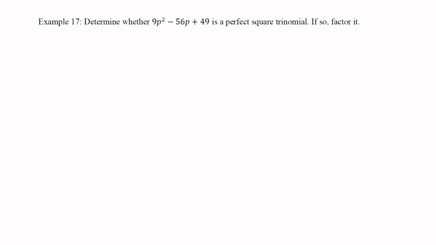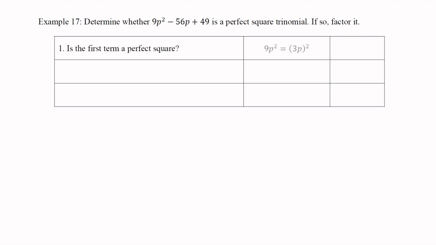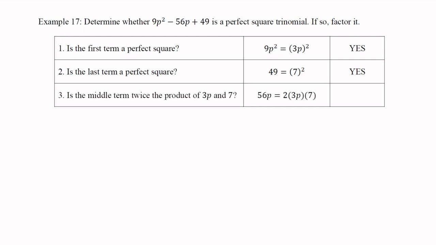Let's try this one. 9p squared minus 56p plus 49. The first term is a perfect square. The last term is a perfect square as well. So if we take 7 times 3p times 2, do we get 56p? And the answer to that is no. So since that third requirement does not work out, we do not have a perfect square trinomial, and we may have to look for another method to try to factor this, if it is factorable at all.